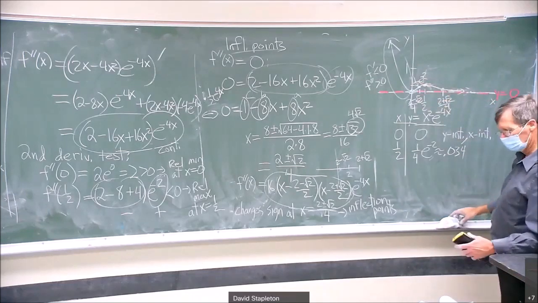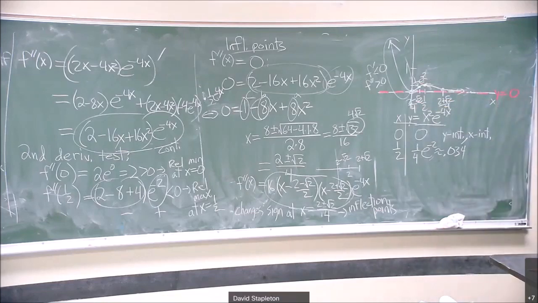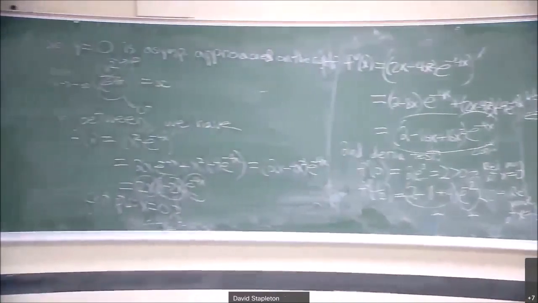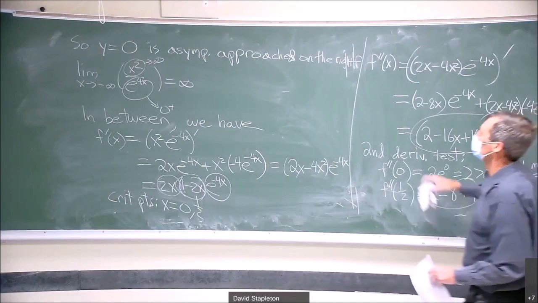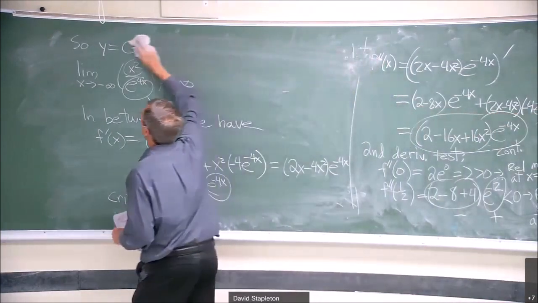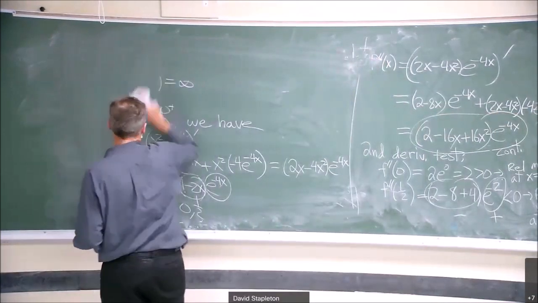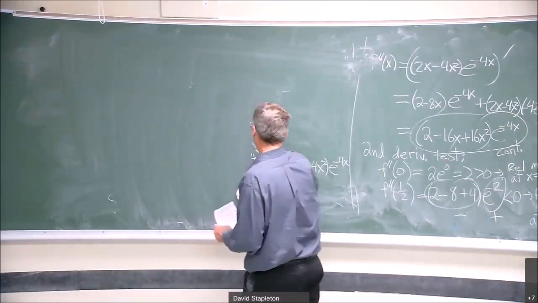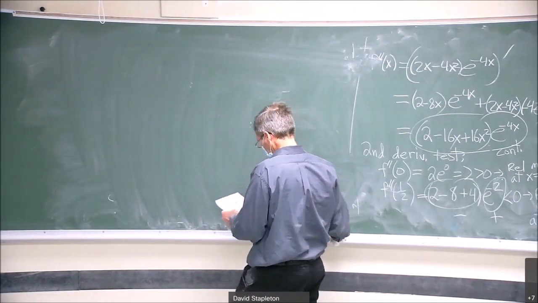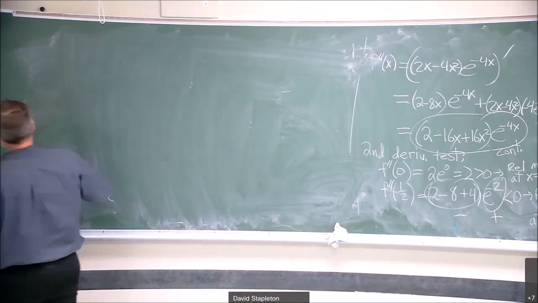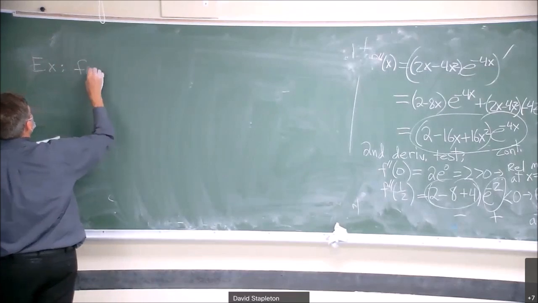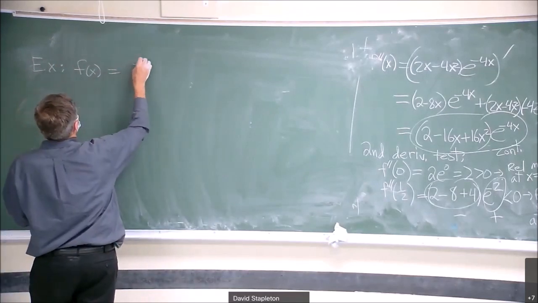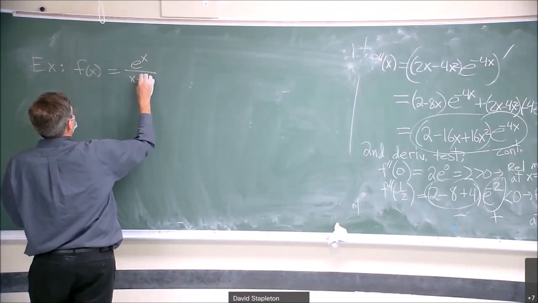All right. Those are useful things to notice when dealing with exponentials times polynomials, and they give you some simple examples similar to that. Well, here's another one. I took the function f of x equals e to the x over x minus 2.